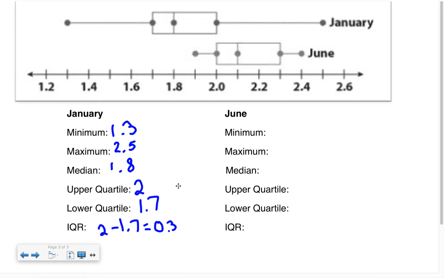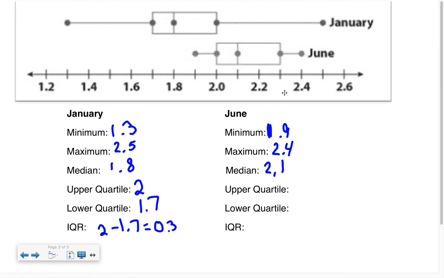That's the interquartile range. So if you want to hit pause now and try to fill out the values for June on your own, go for it. Okay, so if you tried them and you want to check your answers, here we go. Our minimum for June is between 1.8 and 2.0, so it's going to be 1.9. The maximum, all the way to the right, is 2.4. The median, between 2.0 and 2.2, is going to be 2.1.